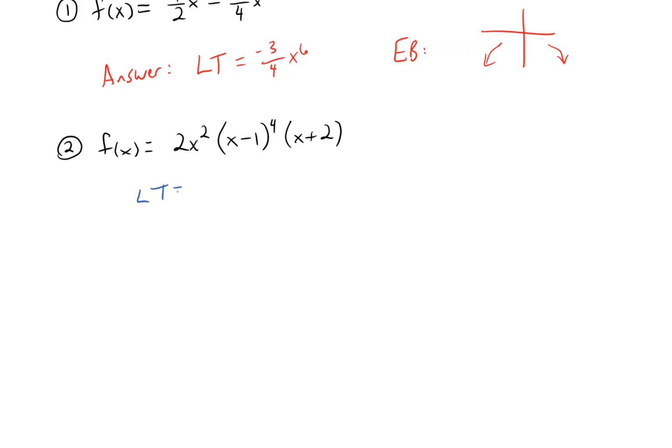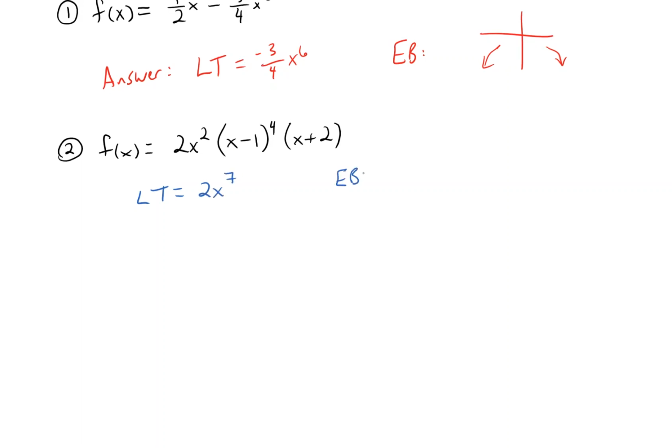So here, the leading term is 2x to the 7th. And the end behavior, the left side goes down and the right side goes up. Okay?